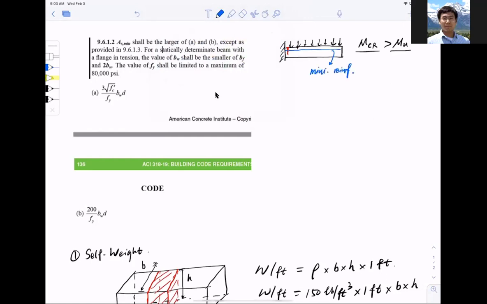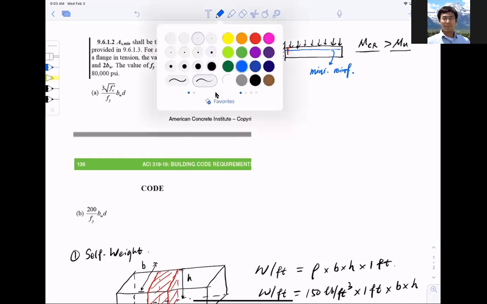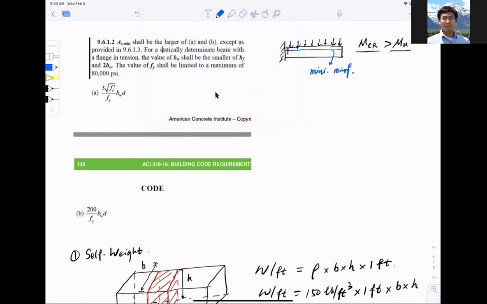So that's the concept of minimum reinforcement. That means even if your cracking moment already satisfies your applied moment, you still need reinforcement in the section. ACI section 9.6.1.2 gives you the equation for the minimum reinforcement.